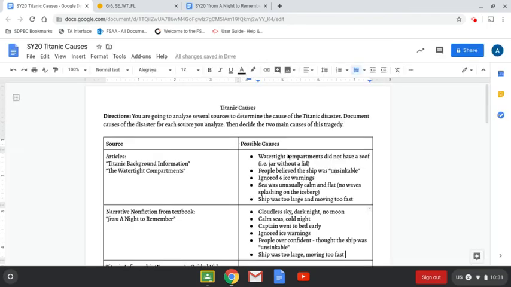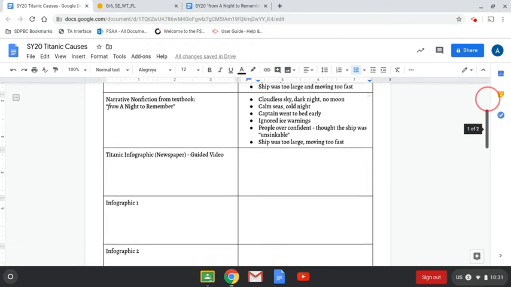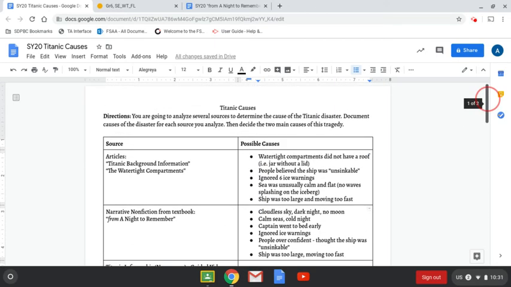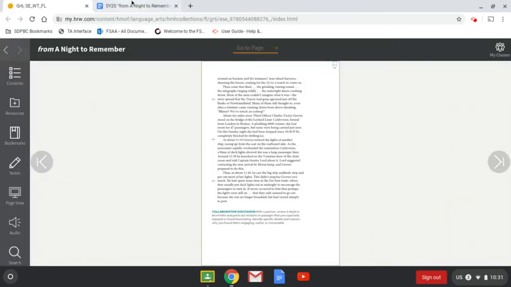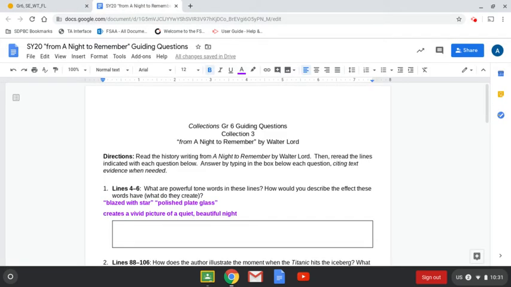So we've already updated our causes for this story. So that should be done for you. This will also be posted to Google Classroom, and then you will be updating as we go along. So we don't need this. All we need is our textbook and our document.